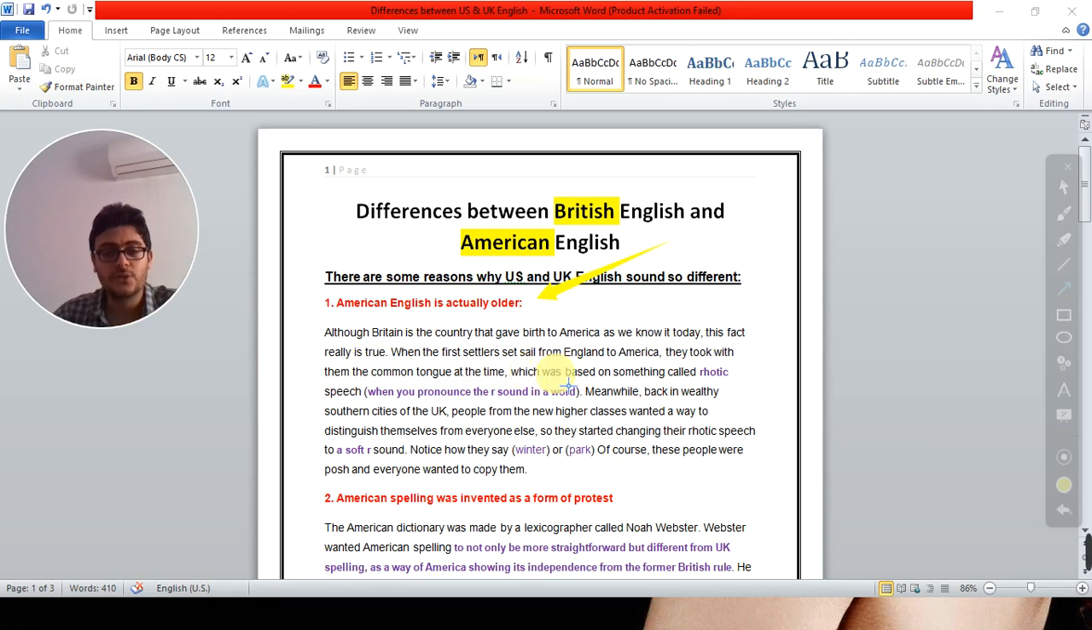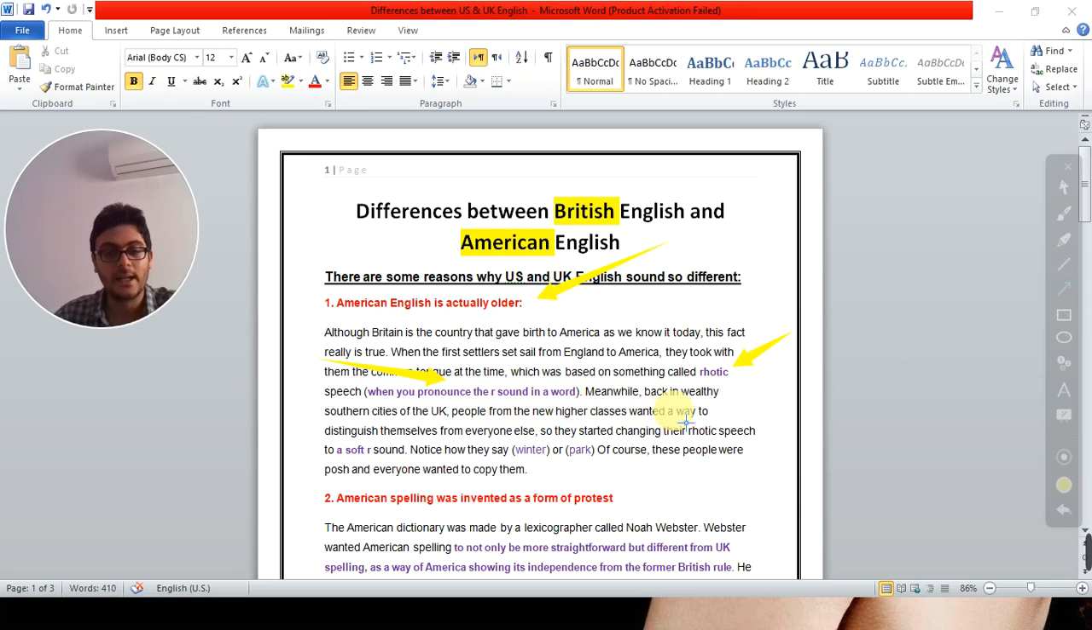When the first settlers set sail from England to America, they took with them the common tongue at the time, which was based on something called rhotic speech. Rhotic speech means when we pronounce the R sound in a word. For example, pork or winter.